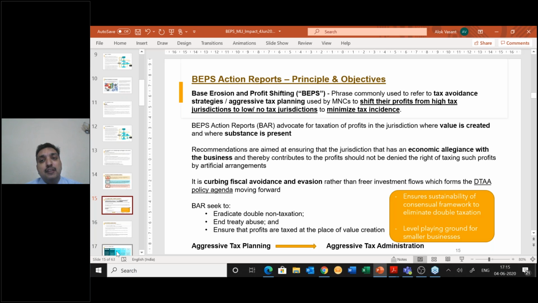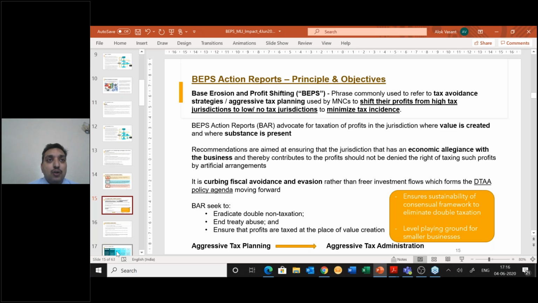This is a phrase which is commonly used to refer to tax avoidance strategies, aggressive tax planning used by multinational corporations to shift their profit from high tax jurisdictions to lower tax jurisdictions so as to minimize tax incidence. So essentially, what BEPS actually goes is that it should be taxation at the jurisdiction where value is created, where substance is present, and not just because a particular entity is incorporated in a country and that entity in form gets the income.